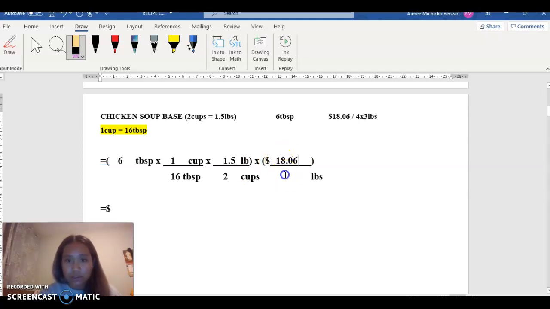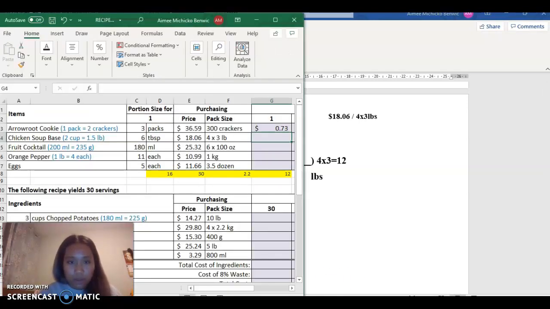$18.06. If you see this number, that means we have to multiply this kind of number. So 4 multiplied by 3 gives us 12. So our new number is 12 pounds. After calculating that, that gives us 42 cents. I'm going to put them in our Excel.